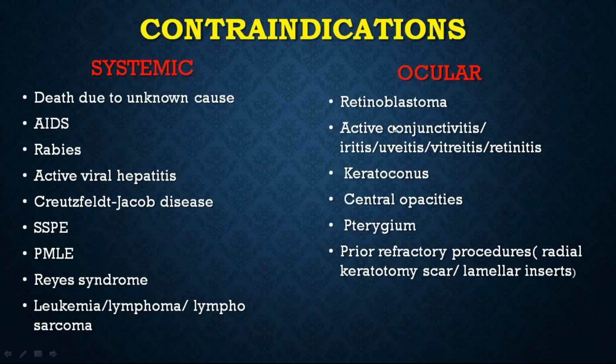These are the ocular contraindications. These are the systemic contraindications for taking the donor corneas, for retrieving the donor cornea. These contraindications are very important. They can be asked in entrance also.